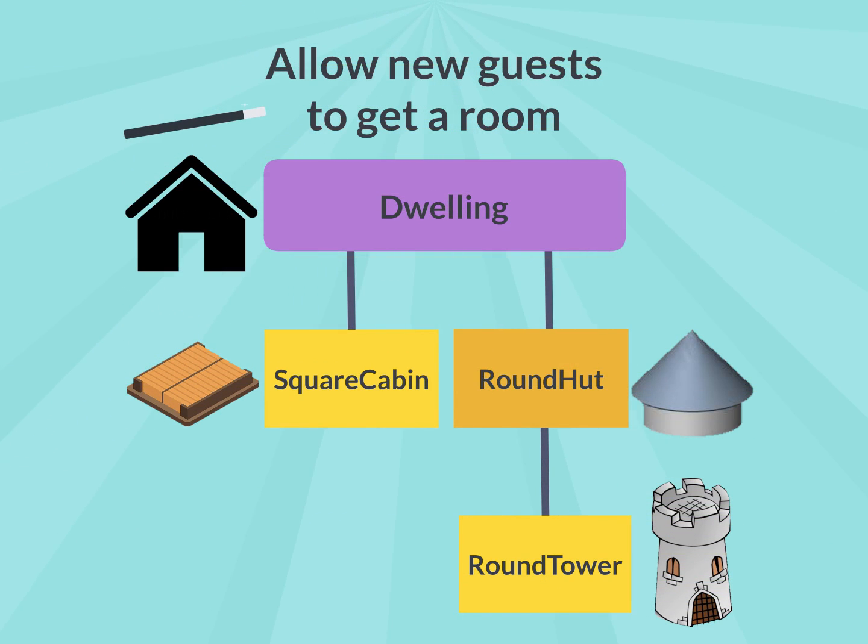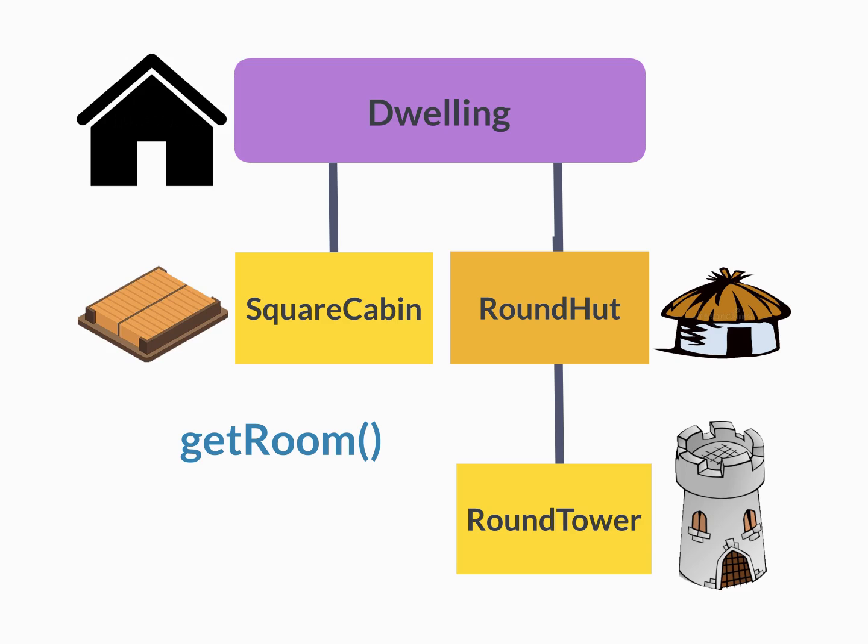Allow new guests to get a room. New guests can get a room using the getRoom function, which increments the number of guests by 1. Since this logic applies to all dwellings, you can implement the function in dwelling, so that it is available to all subclasses and their children.